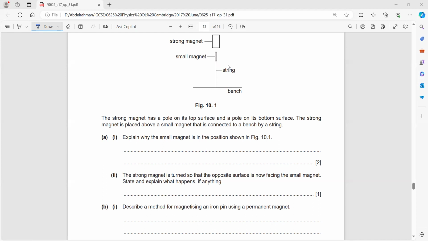Attraction, because they have opposite poles. Okay, attraction due to opposite poles.